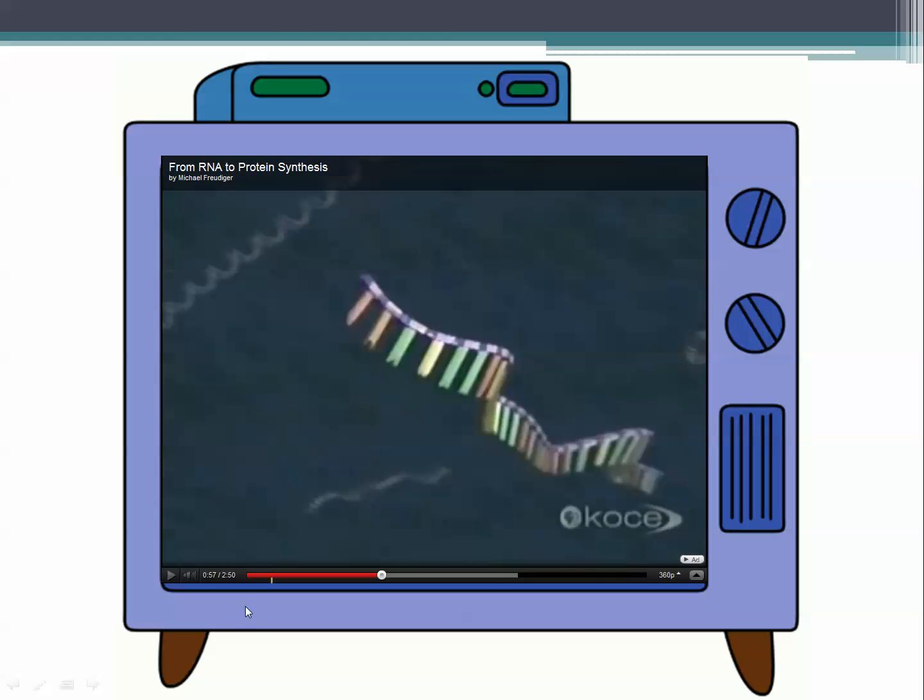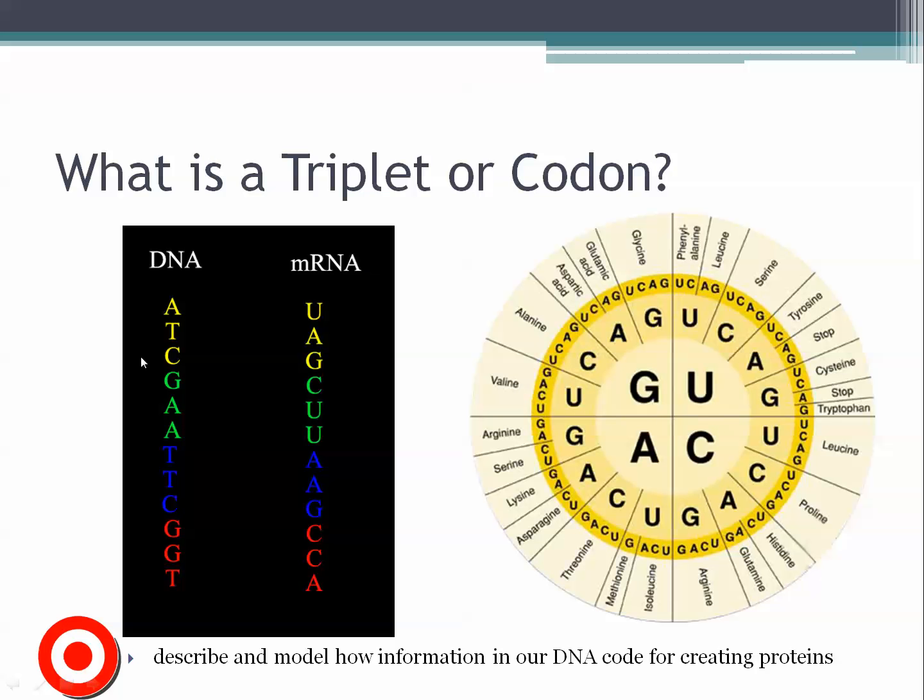Alright, so that kind of showed transcription. Transcription, again, is the process of making mRNA. So, some things we need to know. What is a triplet or codon? A triplet is a three-letter code. It's called a codon if it's in the mRNA, triplet if it's on the DNA. So our codon, UAG. We can use this three-letter code to find out what amino acid we're going to end up using.